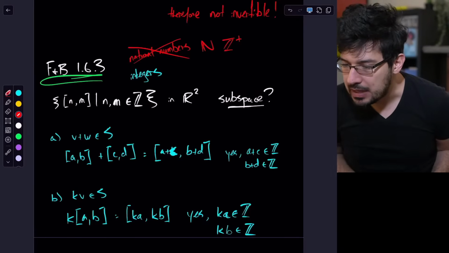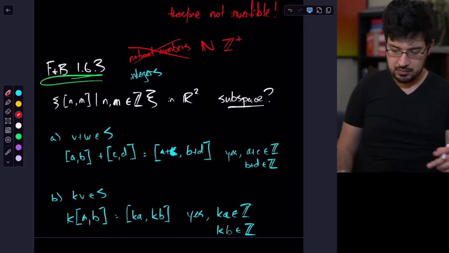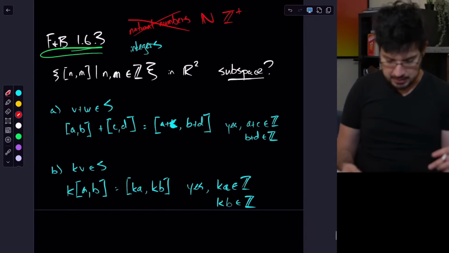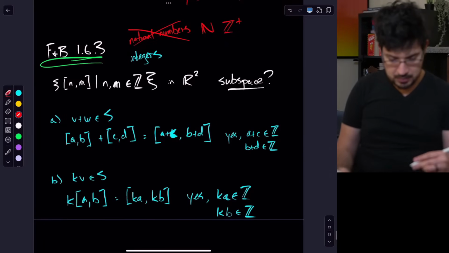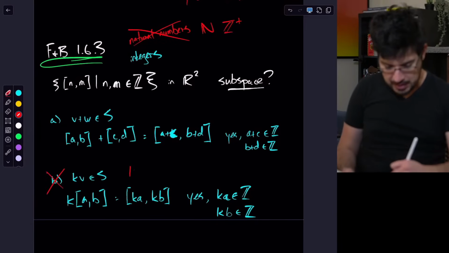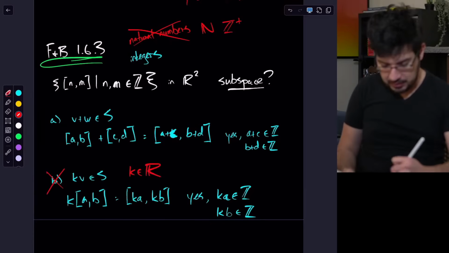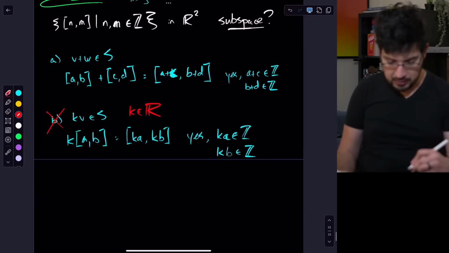What am I talking about? This is not a subspace because we can't multiply by a scalar, because the scalar needs to be in the real numbers.